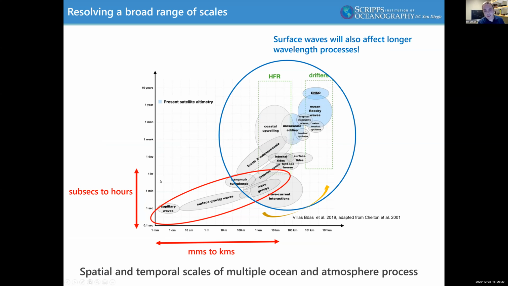This is another way to look at it. This is from Bia's paper a couple of years ago, adapted from Shelton, looking at spatial and temporal scale of ocean atmospheric processes. And I like this plot because it really puts some good numbers on what you're dealing with. On the surface wave side, which is in red here, you're looking at sub-seconds to hours, which correspond to millimeters to kilometer scale or tens of kilometer scale. And you have other processes at longer scale, but you have to keep in mind that those shorter processes will affect the longer scale processes as well.